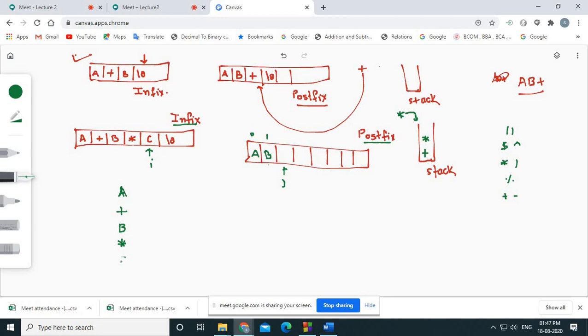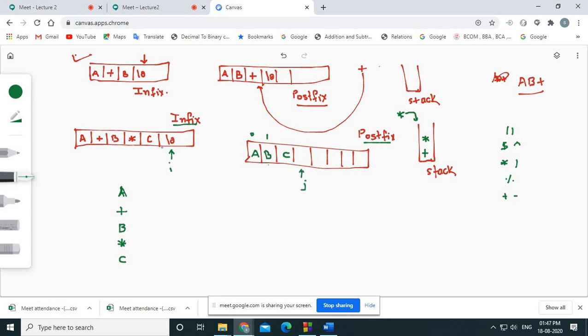Now what is the next character? Next character is C. C is operator or operand? It's operand. Operand has to go where? Into the postfix. So I'm just writing postfix here. Now whenever you are putting anything into the postfix, your I and J both will be increased by 1. So now your I will come here and now your J will be here.